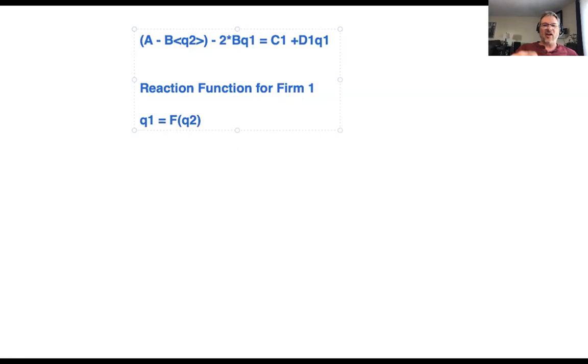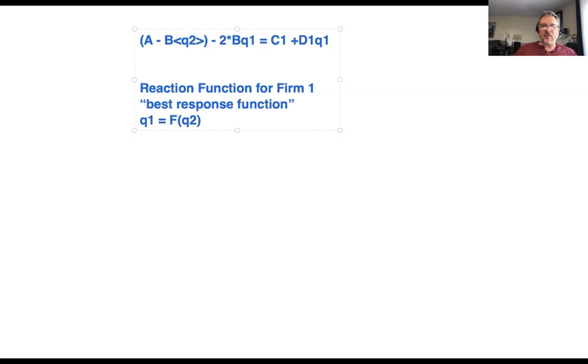Okay. And obviously, we could solve for Q1 in terms of the A, B, the C1, and the D1, which are the parameters of the problem, and this arbitrary Q2. Just drag all the Q1s over to the other side of the equation, the left-hand side, and you end up with something involving Q2 on the right-hand side. But that reaction function, you can also call it a best response function.